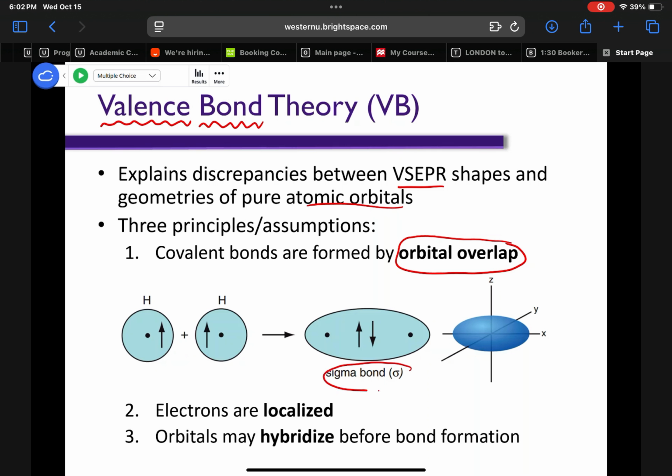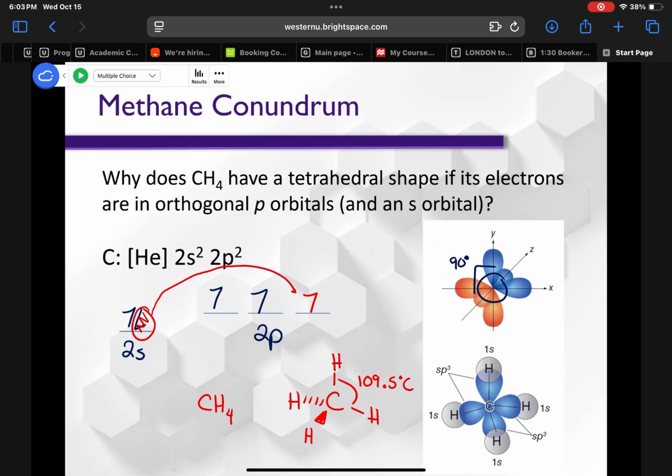So new term that you may remember already. If there is an overlap that happens on axes between two nuclei, that is a sigma bond. So draw the two nuclei. If you draw a line between them and the orbital overlap happens on axes between those two nuclei, it's a sigma bond. Well, that's great. That makes sense for hydrogen. Gets a little tricky when we look at methane. So let's keep going.